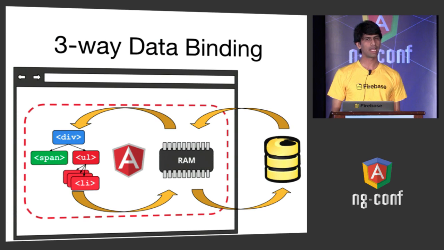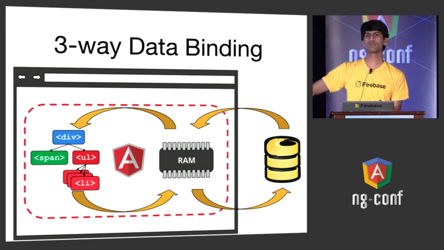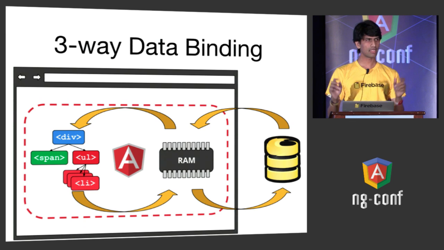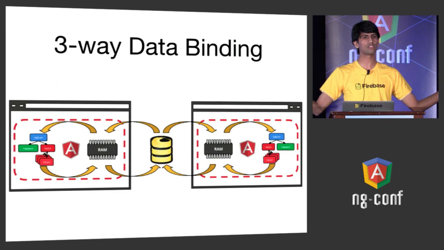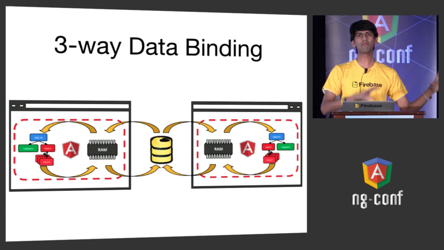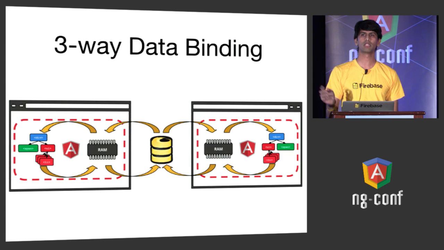So what is three-way data binding? You're taking the DOM elements and synchronizing them with the JS models. That's great. Angular does that for you. But then you take the same data and synchronize it with the remote database automatically. And when you extend this three-way data binding, if multiple clients are talking to the same Firebase, the same data is available to all of those clients seamlessly.